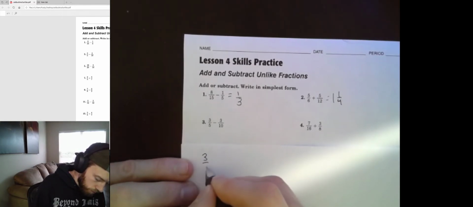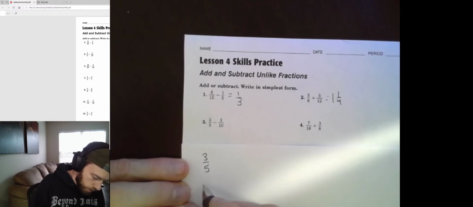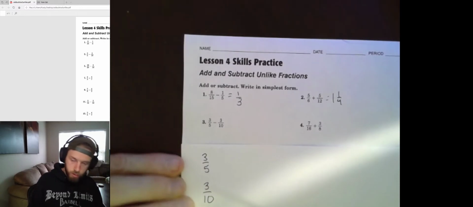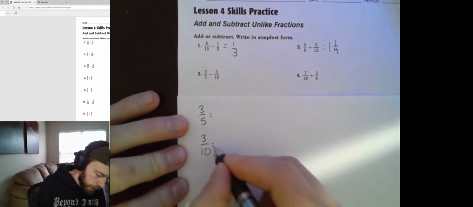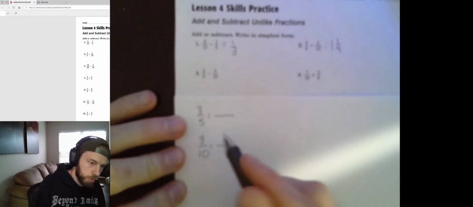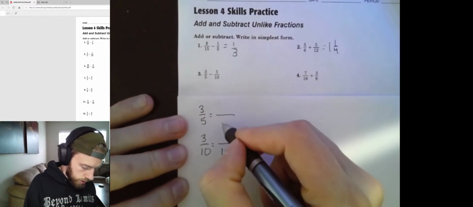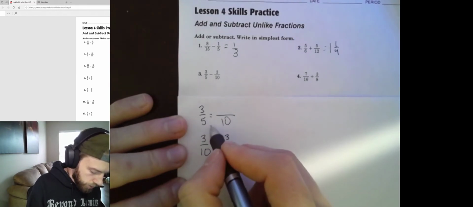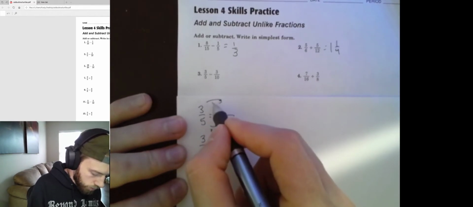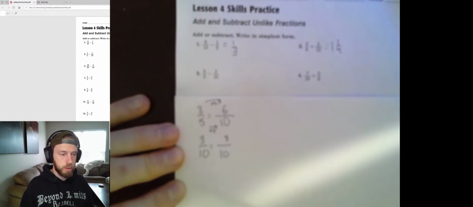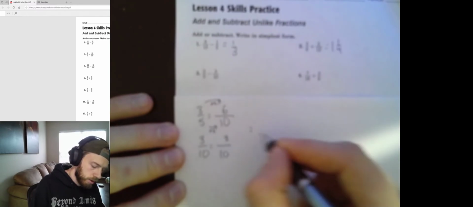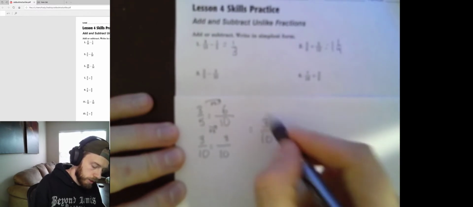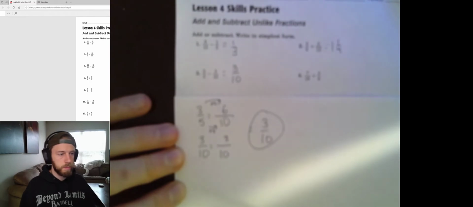Number 3. 3/5 minus 3/10. Need to change these denominators. The least common multiple between them is 10. So the bottom fraction stays the same, but this got multiplied by 2. So does this. 3/5 is equivalent to 6/10. And 6/10 minus 3/10 equals 3/10. The answer to number 3, 3/10.